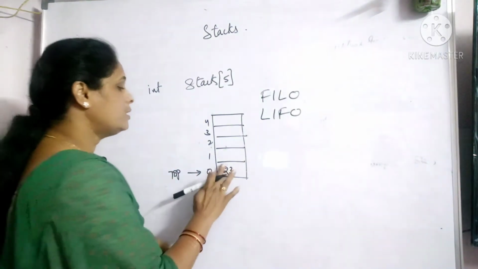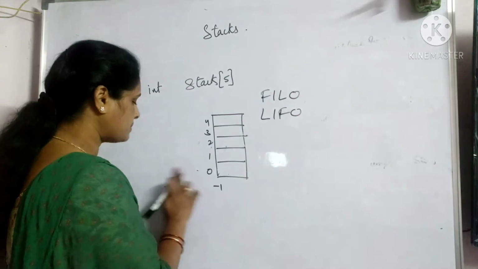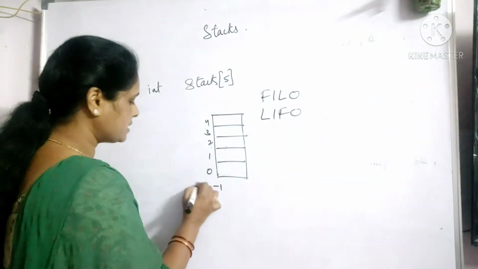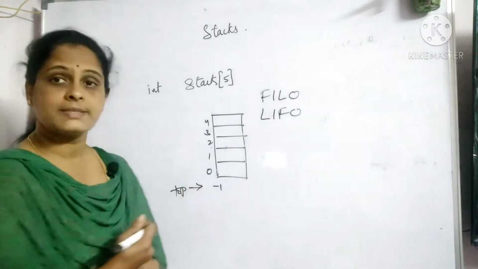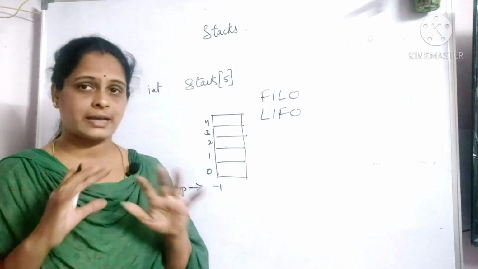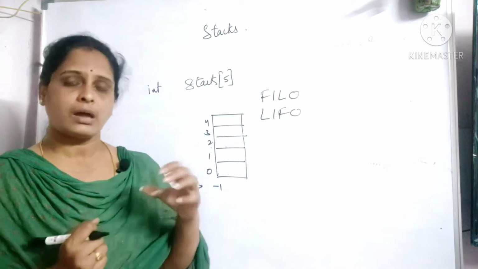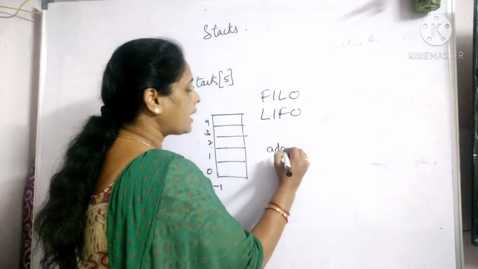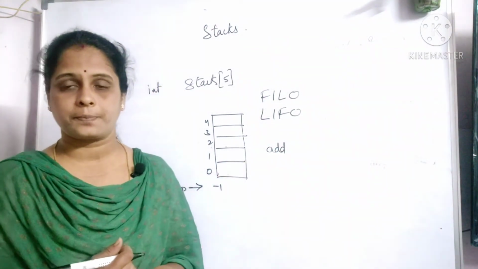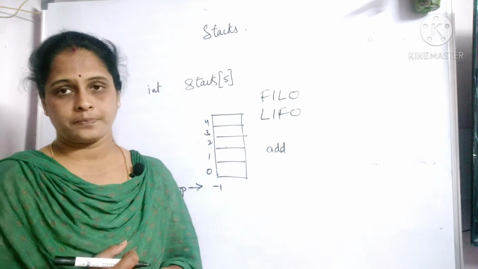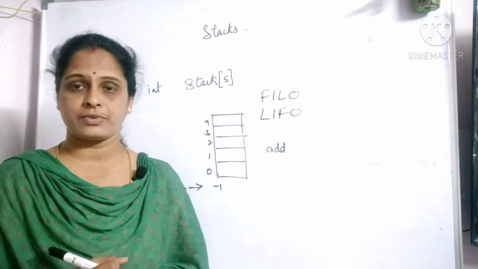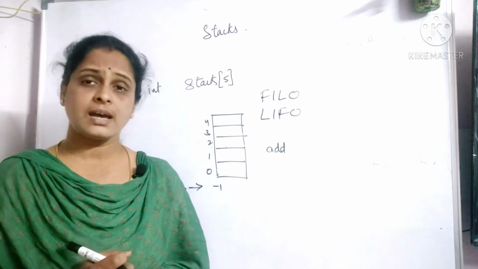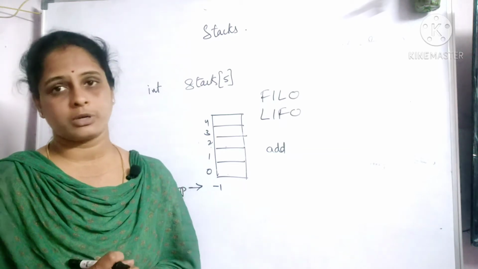Now, suppose I have something like this, and my top is here. As of now, there is nothing in it. Now, I want to insert an element into it, that is, add an element. So how do I add? Or I want to delete an element from it. How can I do that? These are the different operations we can perform on a stack.